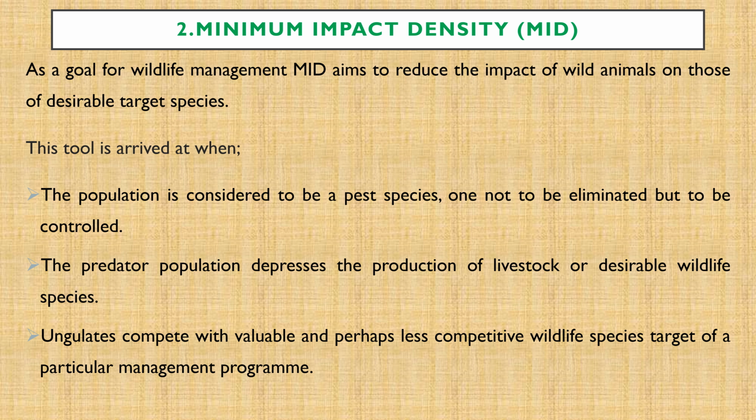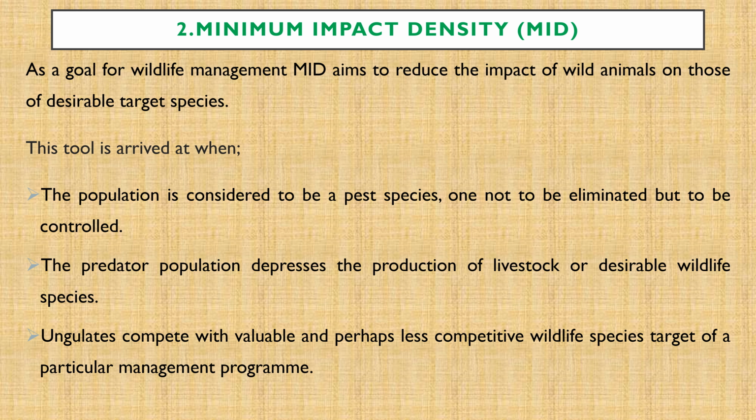It is desirable to use minimum impact density, or to maintain the animal's population at a minimum impact, when one, the population is considered to be a pest species, which is one not to be eliminated but to be controlled. Secondly, when the predator population decreases the production of livestock or desirable wildlife species. Thirdly, when the ungulates compete with valuable and perhaps less competitive wildlife species, the target of a particular management program.